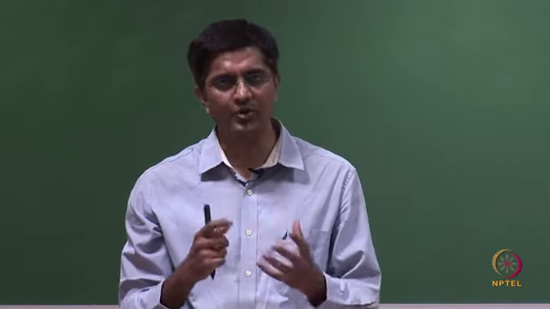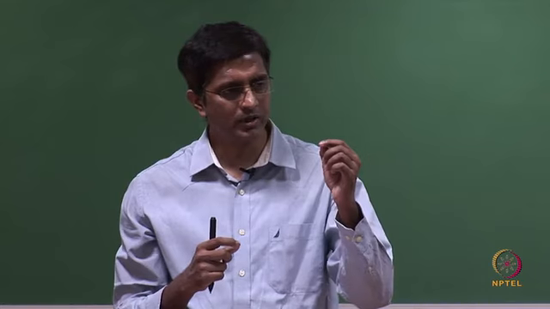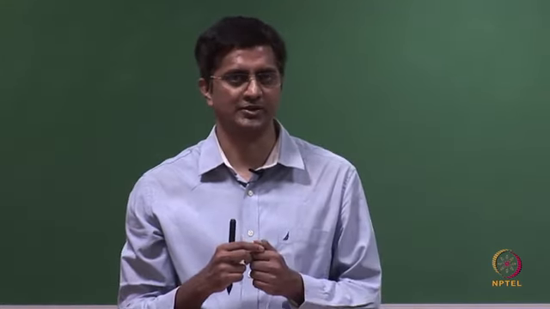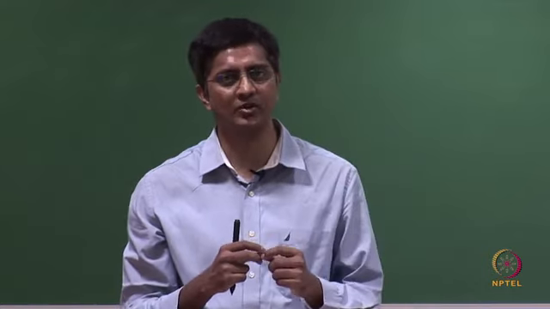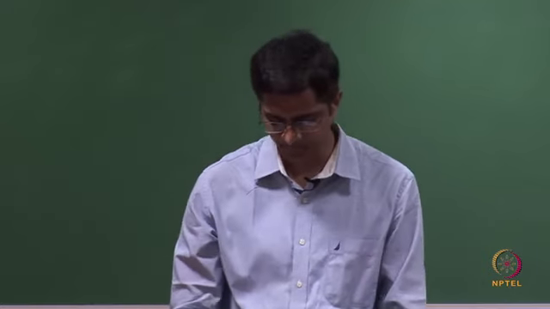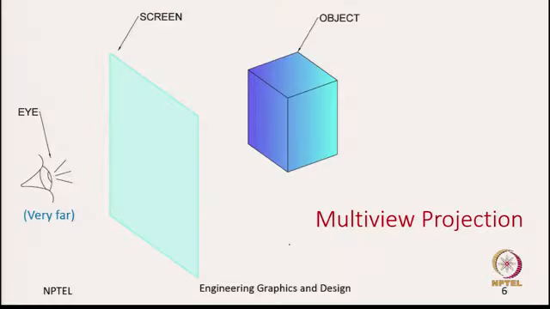So, good thing about perspective is very quickly you can understand the object, but it is hard to know the exact dimensions of the object looking at the perspective projection. So, the other alternative is to go with multi-view projections. In multi-view projections, we put the observer very far. So, here we have the observer, the object and the projection plane in between the observer and the object. And since I said this observer is very far, what I meant was the projectors are all parallel.